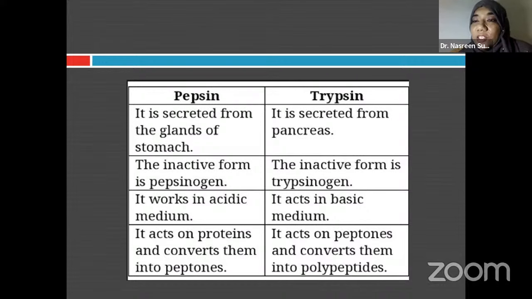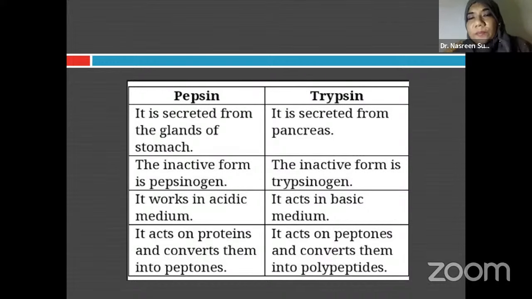Okay, it is the inactive form of pepsin, which is pepsinogen. So when there is absence of food, there will be pepsinogen. Once food is there in your stomach, HCl will be released. HCl will be converting this pepsinogen to pepsin. So the inactive form of pepsin is pepsinogen, and it is going to work in the acidic environment. It acts on proteins and converts them into peptones. That's it. That is the role of your pepsin.